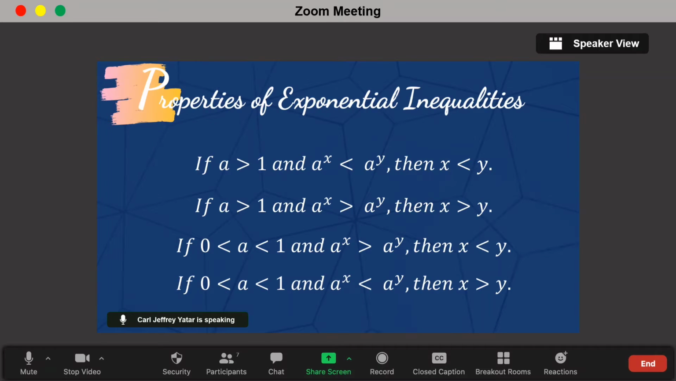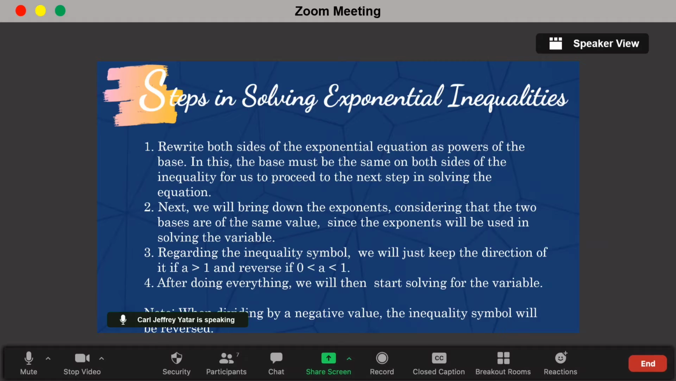Last but not least, if a is less than 1 but greater than 0 and a raised to the power of x is less than a raised to the power of y, then x is greater than y. For a short note, the properties stated above hold when the less than symbol is replaced by a less than or equal to symbol, and the greater than symbol is replaced by a greater than or equal to symbol. By knowing the properties of exponential inequalities, we will now move on to the steps in solving exponential inequalities.